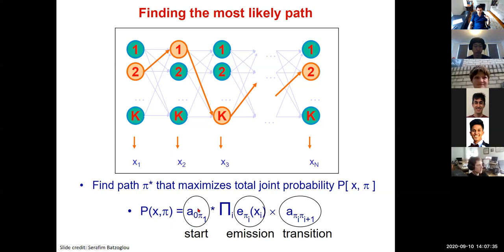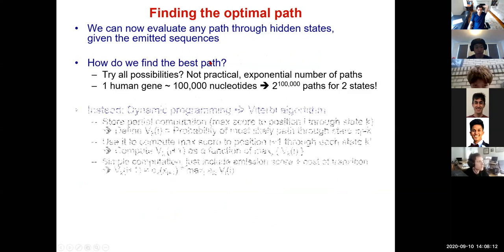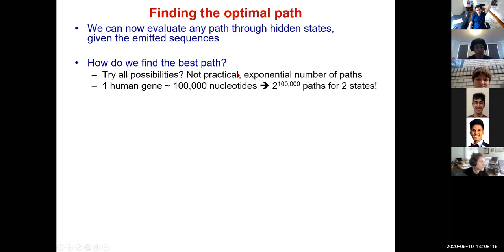And then after we've started, a product of emitting a character from the first position, given the state that I'm in at the first position, times transitioning from that state to the next state. And then emitting a character at the next position from the state in the next position, and then transitioning. And then emitting another character from the state and transitioning. So I'm trying to maximize that total joint probability. We can evaluate any path through the hidden states given the emitted sequences, and we can find the best path by trying all possibilities, which is obviously not practical because there's an exponential number of paths.